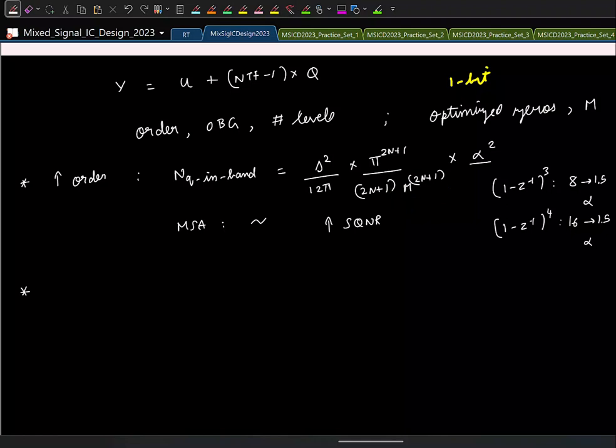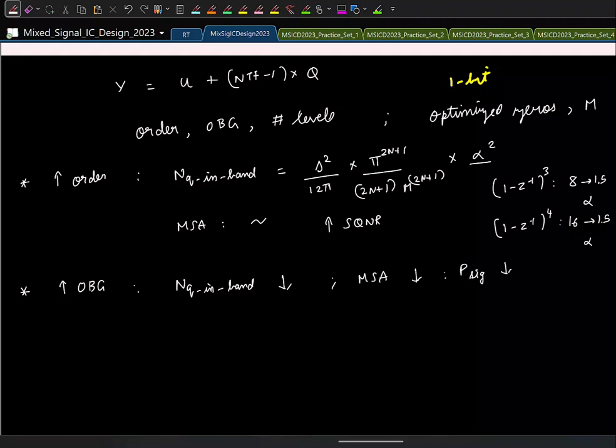Let's do the other thing. Let us say I increase the out of band gain. And when I increase the out of band gain, I am keeping the order the same, and the number of levels the same. What happens to the in band noise power? Increases? Why? I am increasing the out of band gain. If I increase the out of band noise, in band reduces. So this will actually reduce. And what can you say about the maximum stable amplitude? That will decrease.